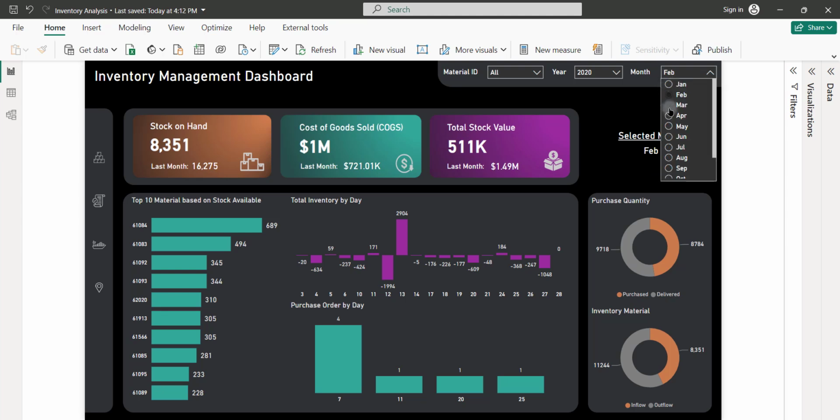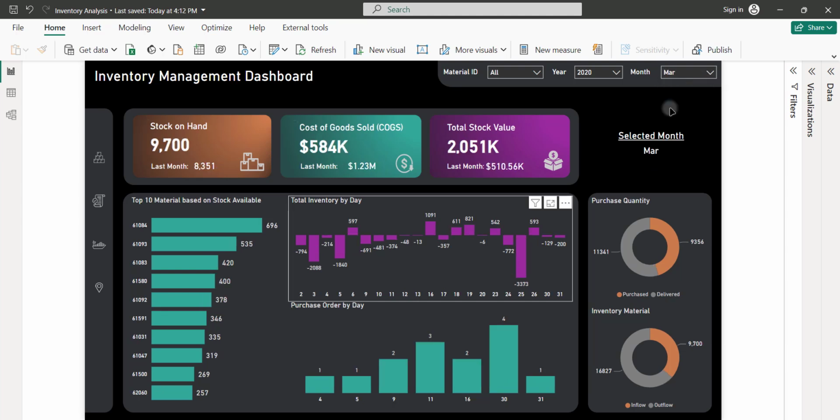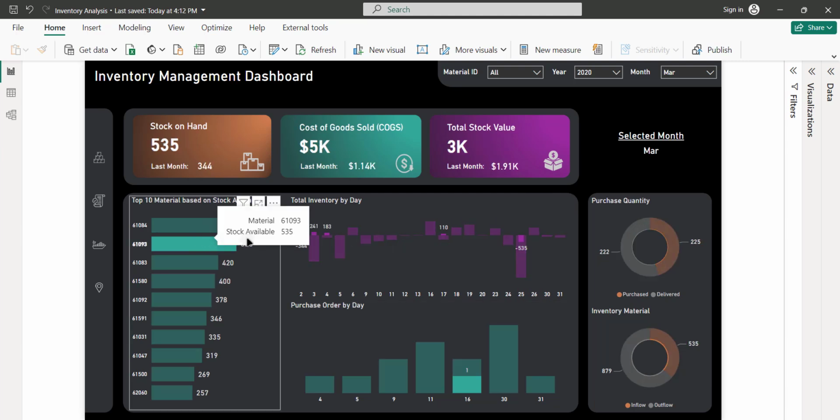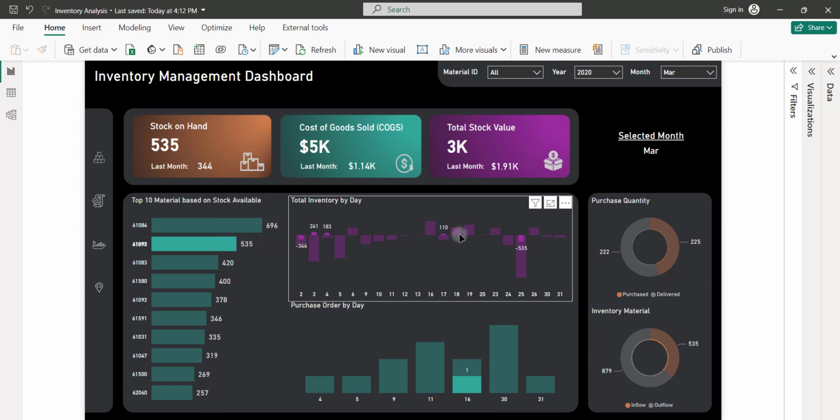For example, if I select March, I will see the difference in the inventory which I have on hand. On this day, I have a surplus of inventory for this material. I have this much inventory on this day, and I have a deficit on this particular day.